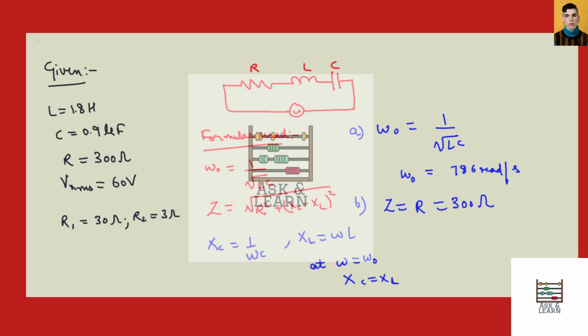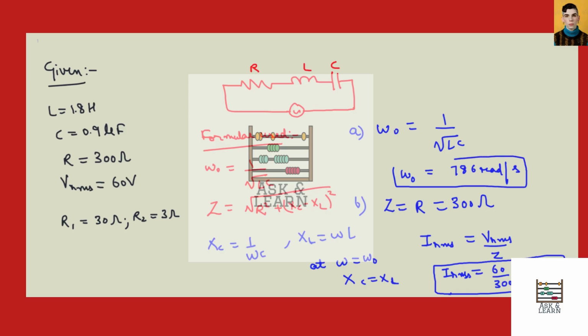Now going to finding the IRMS value. We know that IRMS equals VRMS over impedance. So we have 60 volt over 300. This gives us 0.2 ampere current. So this is the answer of A and B part.